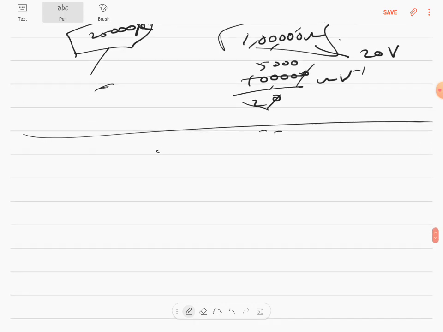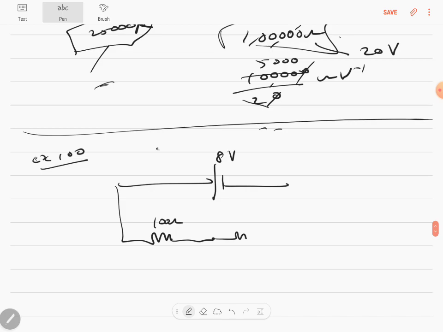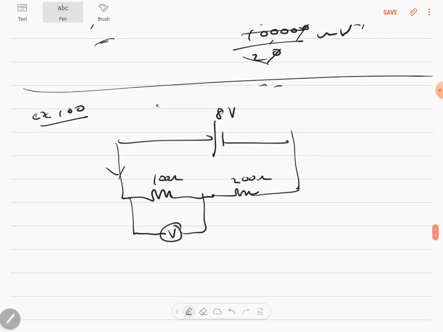Example 100: a voltmeter of resistance 400. The circuit is given like this, with 84 volts, a 100 ohm resistor, and a 200 ohm resistor. A voltmeter is connected like this, and the current is flowing like this. A voltmeter V of resistance 400 ohms, this is an inbuilt resistance, the voltmeter's 400.